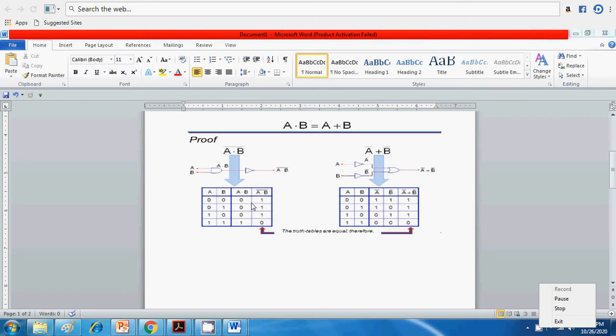Now look at the output of both. (A dot B) bar is having output 1, 1, 1, 0, and A bar plus B bar is also having output 1, 1, 1, 0. So we can say that we have proved (A dot B) bar is equal to A bar plus B bar. Now let us see the next theorem, the second theorem.